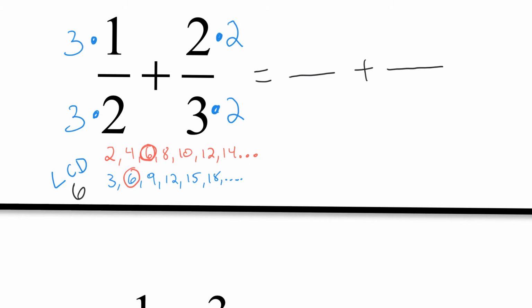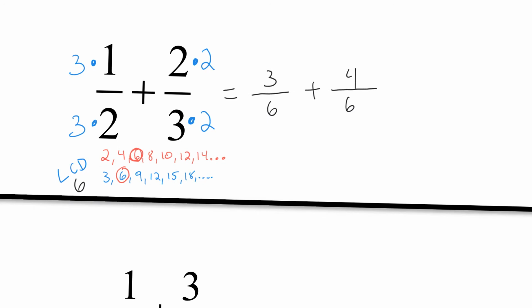So the bottom, you guys can multiply 3 times 2. 3 times 2 is 6. The top, 3 times 1, that's 3. The next fraction, 3 times 2 is 6. And the top, 2 times 2 is 4. Right there. So look at the denominators now. The denominators, they have the lowest common denominator. They're equal. So we are ready to add, okay? Or maybe subtract if you guys are subtracting fractions.